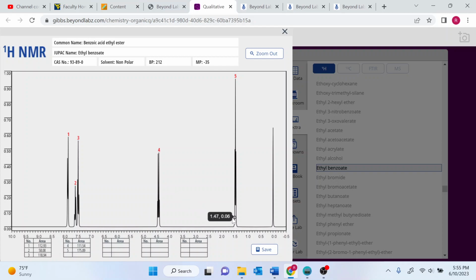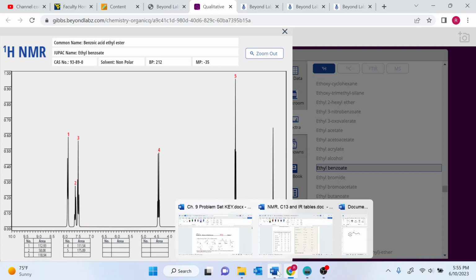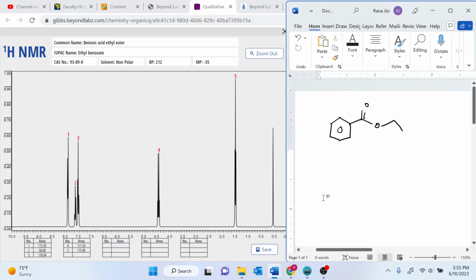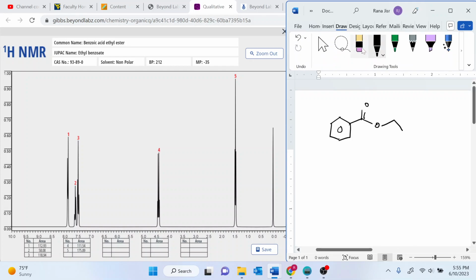Now I can easily see from the intensity of the peak, I know that the first signal is gonna be a CH3, and I know from my structure that it is an ethyl group. So let's go ahead and write it down over here. So I do have an ethyl group. I do have a CH3 here, and I have a CH2 over there.